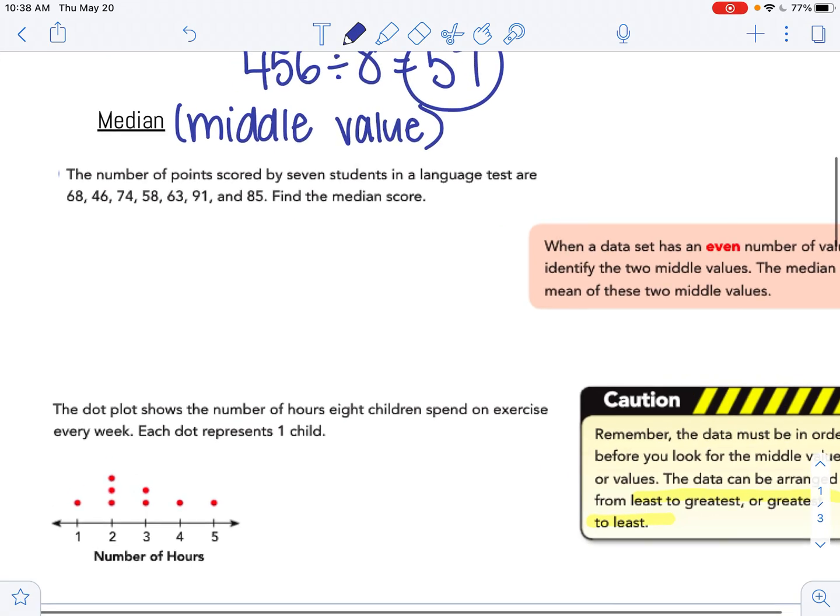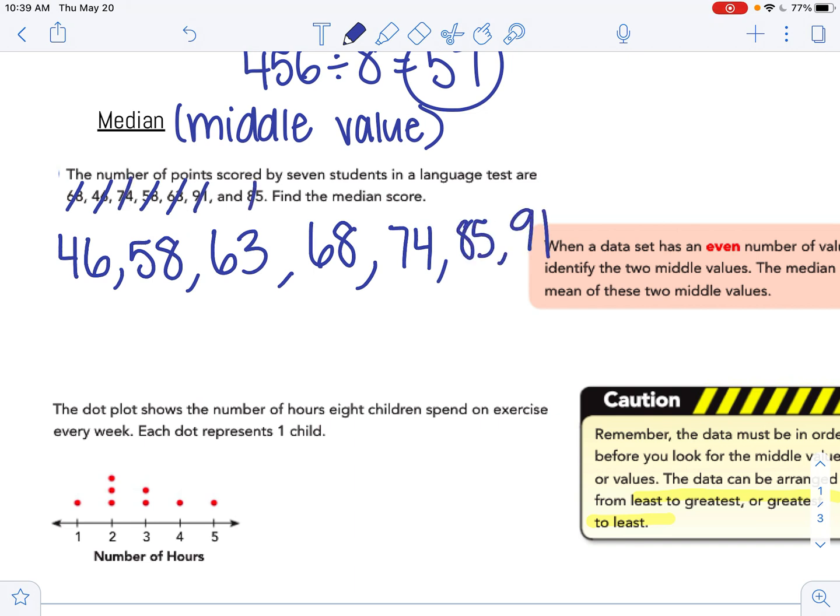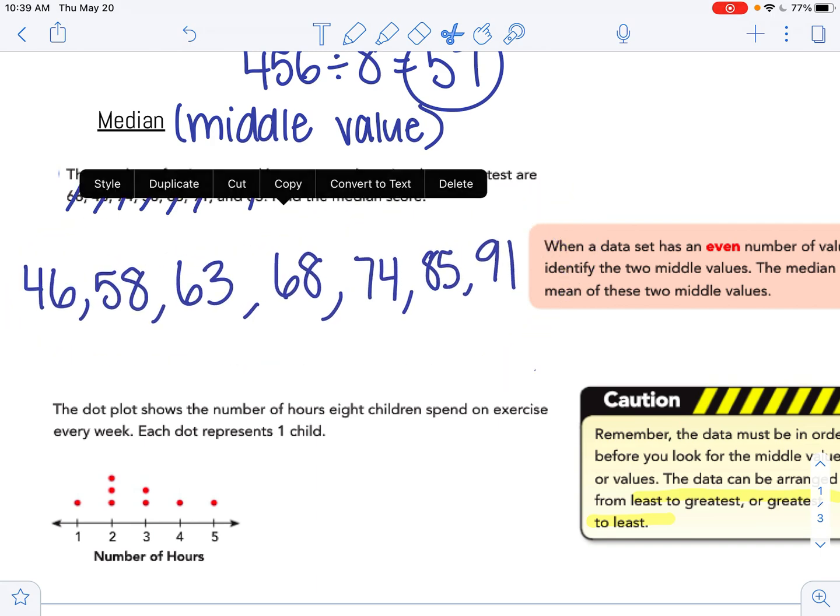So let's use this first example here to help us. So the number of points scored by 7 students in a language test are listed here. We're going to find the median. So I always write it in least to greatest order. Again, you could do greatest to least if that's what you want, but I'm going to be showing within least to greatest. So I see 46, then 58, then 63, 68, 74, 85, and then 91.